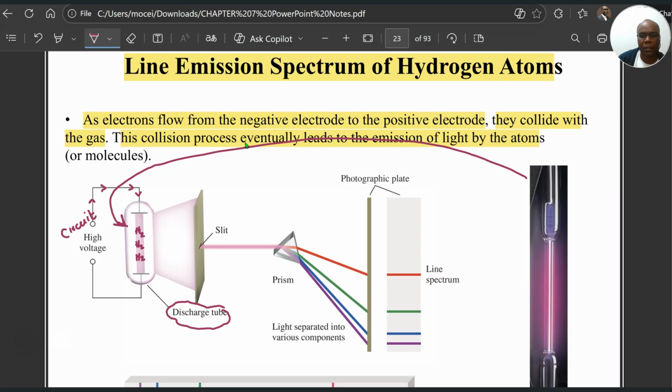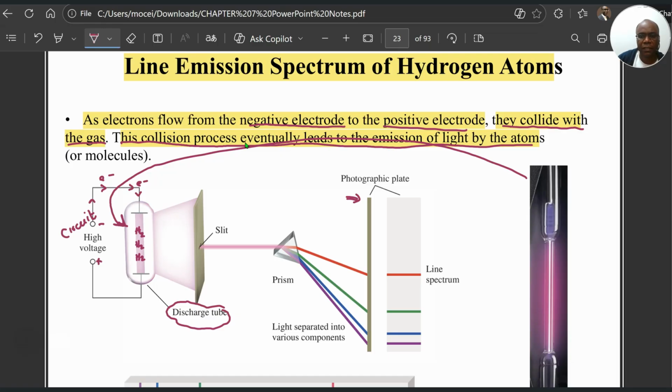So assume you have the negative and positive side. As electrons are moving into the discharge tube, as they flow from the negative side to the positive side, they will collide with the hydrogen gas in question here. It could be argon, could be hydrogen, could be nitrogen, could be mercury. This collision process eventually leads to emission of light by the atoms. And if you have a photographic plate, you'll see lines.